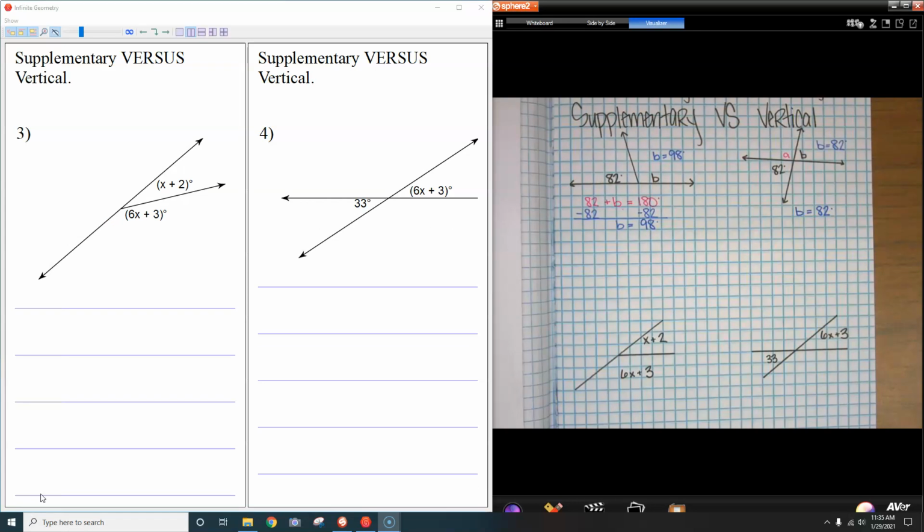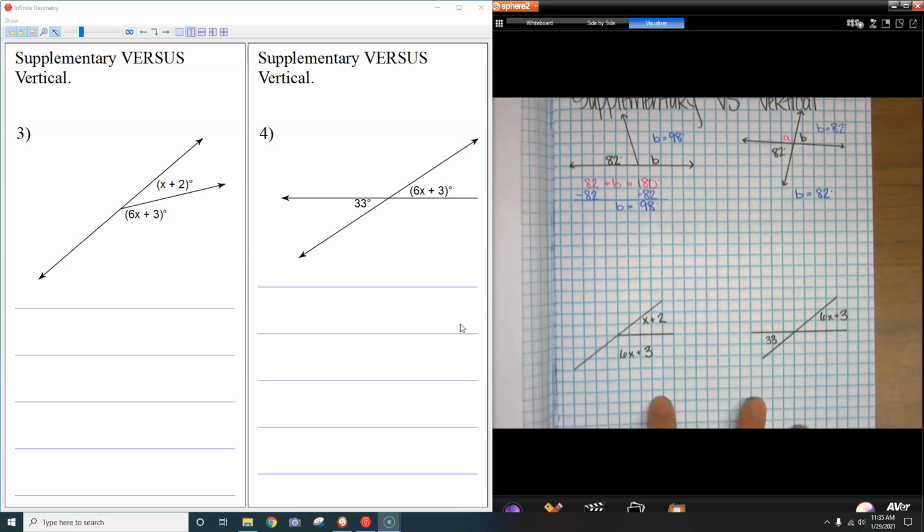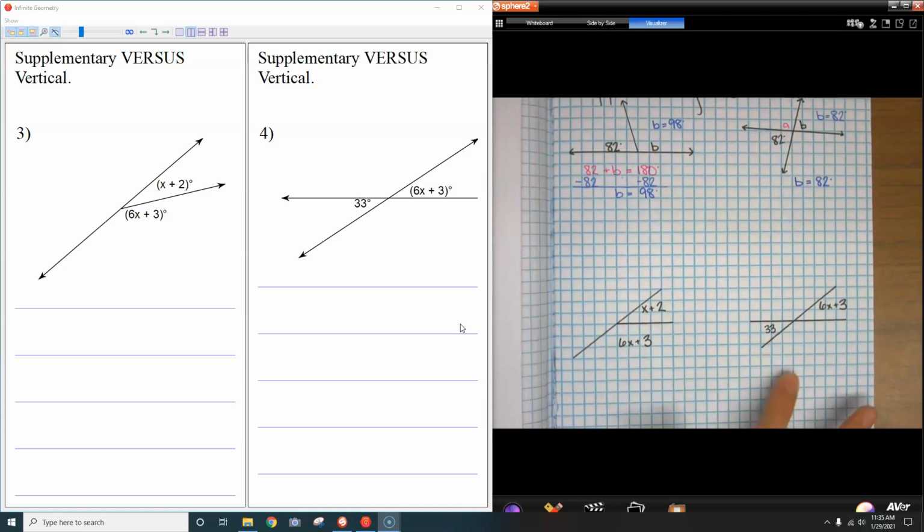We're going to talk about two more examples of supplementary versus vertical. I have drawn the diagrams, as you see on the screen, into my notebook on page 11. So please pause the video until you have the two diagrams shown on my page 11, also on the screen, into your notebook.